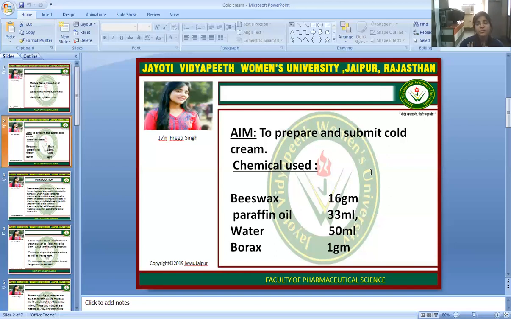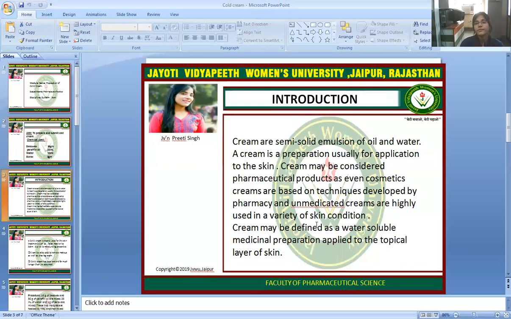So firstly we discuss which type of chemicals are used: beeswax 16 gram, paraffin oil 33 ml, water 50 ml, and borax 1 gram. Then we discuss the introductory part of the cream. Creams are semi-solid emulsions of oil and water. A cream is a preparation usually for application to the skin.